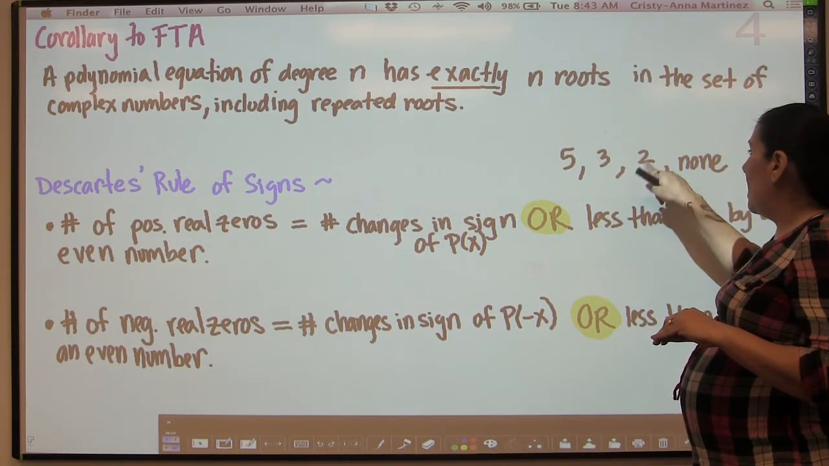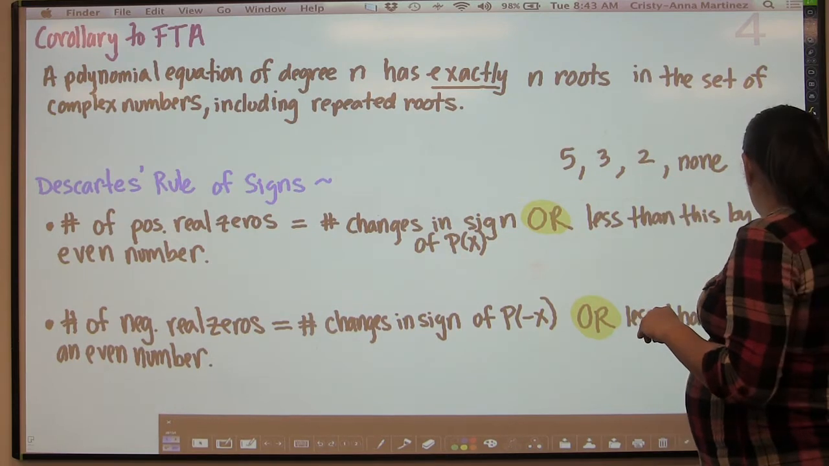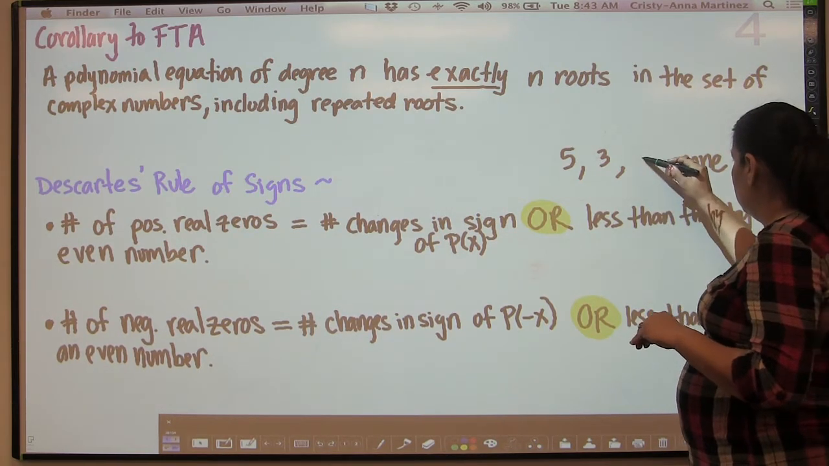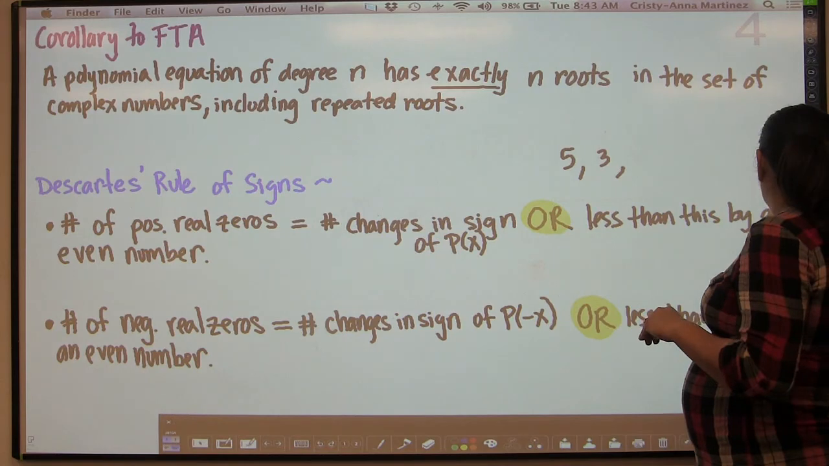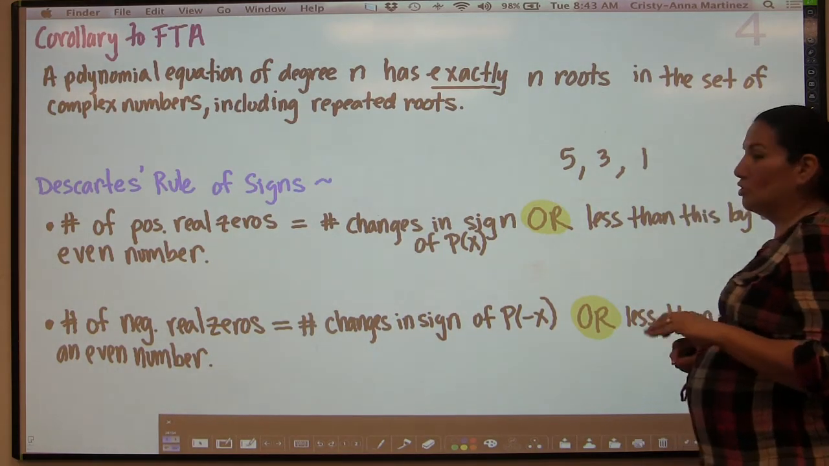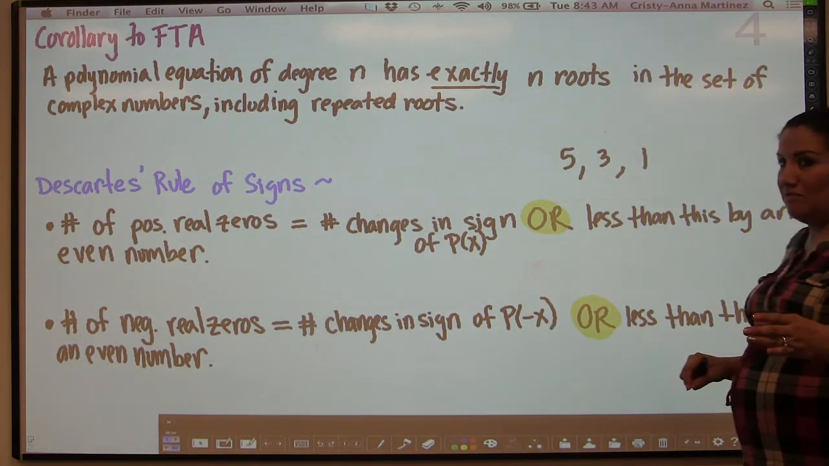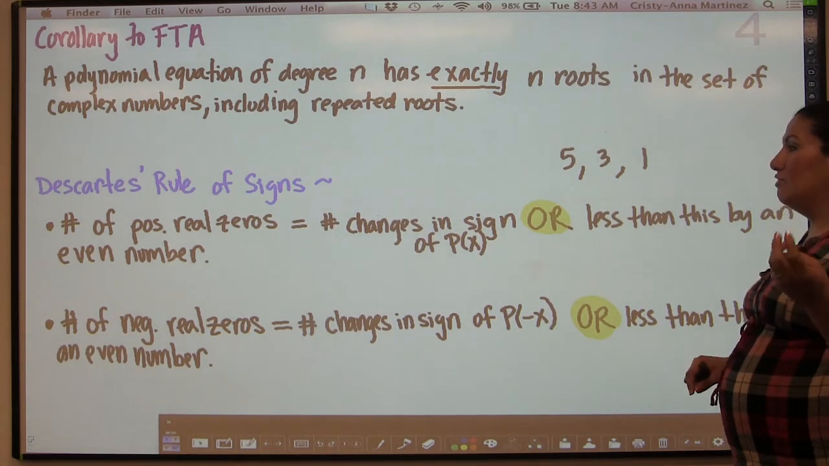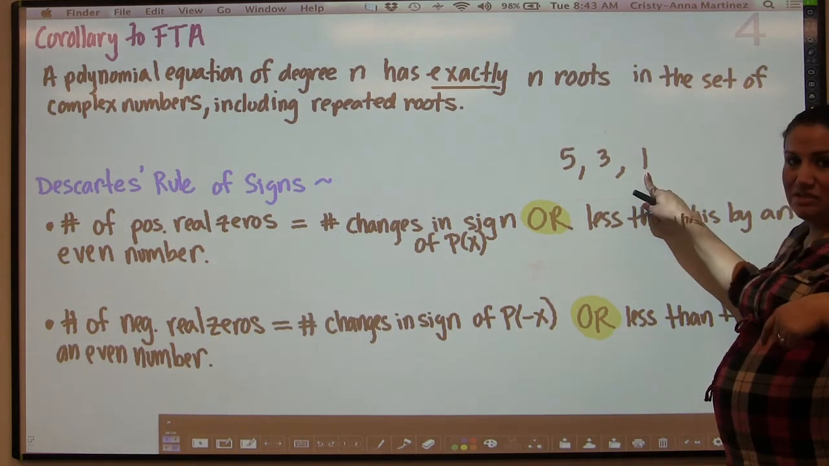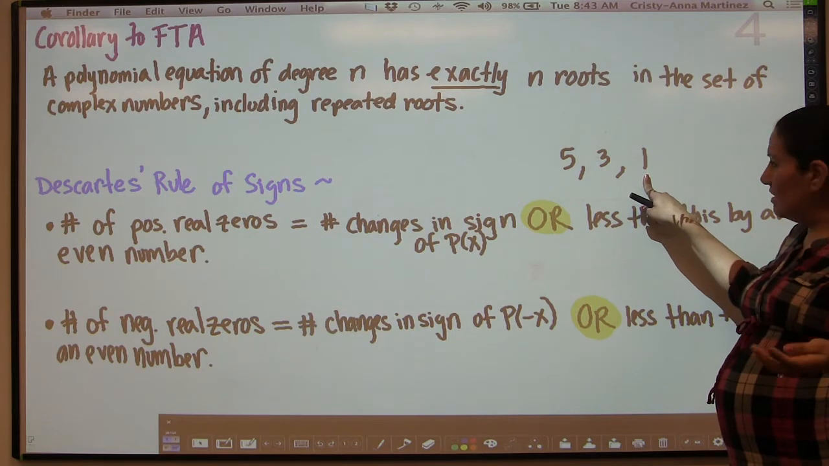But actually 2 doesn't work either. I'm sorry, I should have made that a 1. I just caught my own mistake, see? Lovely. So 2 doesn't work because 2 is less than 5 by 3, and 3 is not an even number. But 1 is less than 5 by 4, and 4 is an even number.